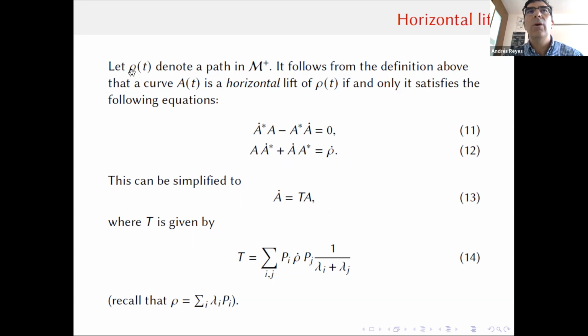So let me call rho of t the path of density matrices, then a horizontal lift A of t. It can be shown that it has to be a solution to these two differential equations. Now, these equations can be simplified to this one, A dot equals T A, a first order differential equation, where T is given by this expression. So the lambda i's are the eigenvalues of the density matrix. The pi's are the projections. So here recall that we had this decomposition, and we have information about rho dot, the derivative of rho.